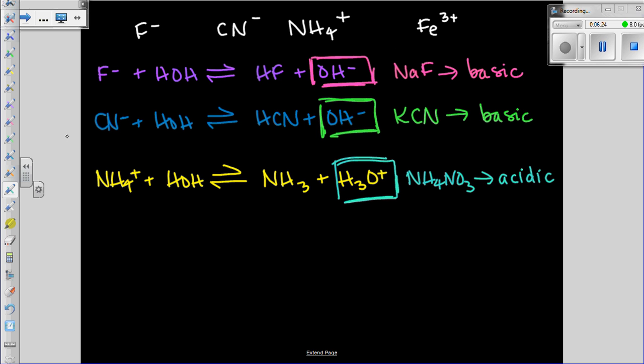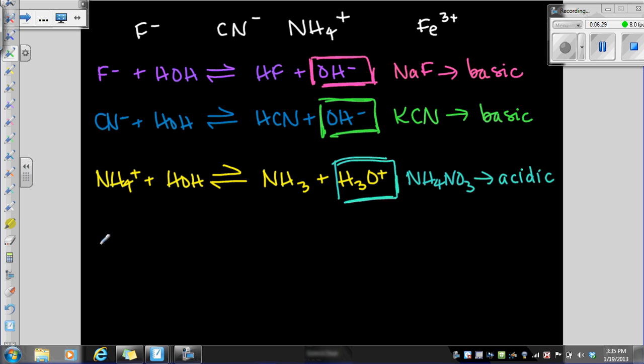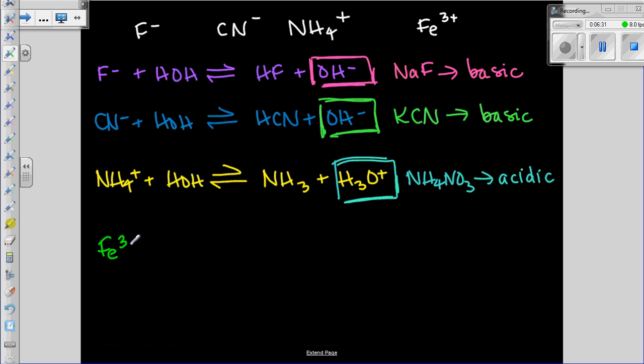And then the last one, iron 3, is a transition metal. So it will form a complex ion. Water's going to act as the ligand. I'm going to double the charge on the metal, so it's 6. And then 3 plus 0 is positive 3.